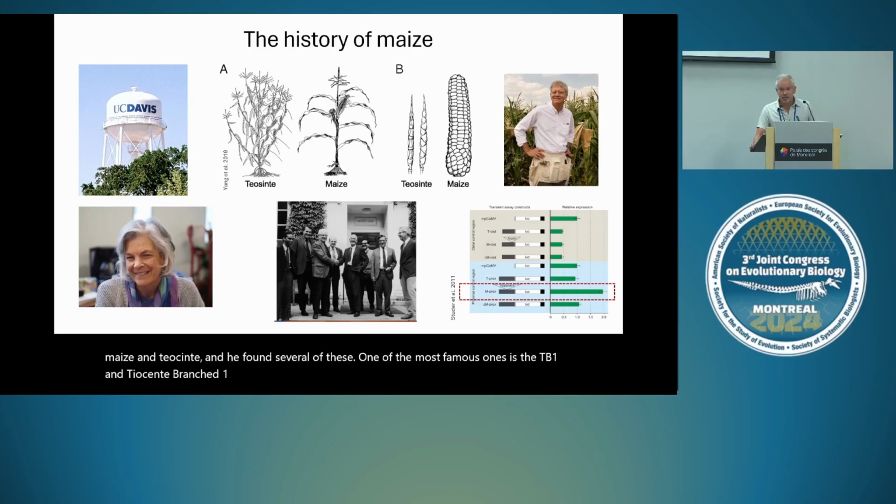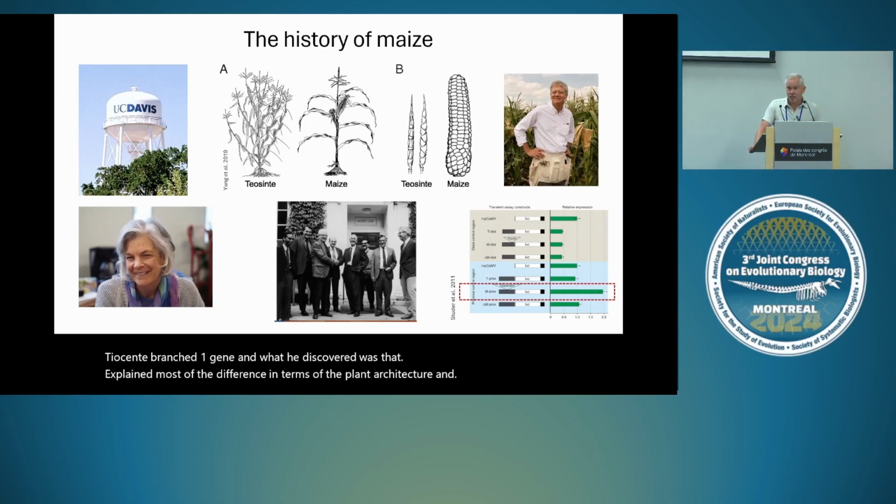And what he discovered was that that explained most of the difference in terms of the plant architecture, and that about 20% of the difference was due to the effects of this transposable element that inserted upstream of the TB1 gene, increased the expression of that gene, acted as an enhancer, and then suppressed those lateral branches within maize. So he's able to get it down to that single gene level.